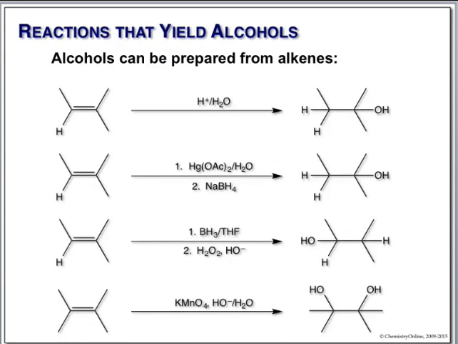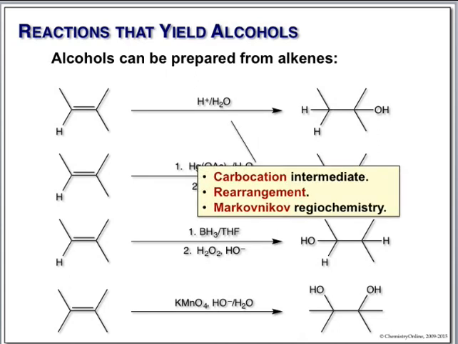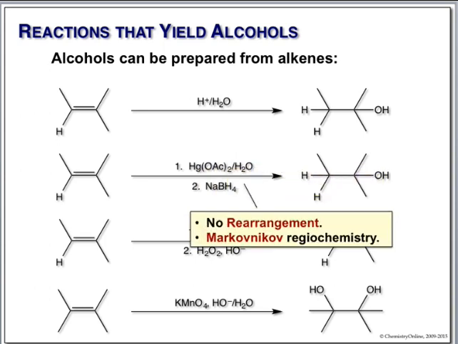Now we already know lots of ways to make alcohols. This goes back to our chapter on alkenes. So let's just look at these. Simple hydration. We remember that simple hydration has a carbocation intermediate. Because of that, we can have rearrangement. And of course, we have Markovnikov regiochemistry. If we do a more civilized hydration with mercury(II) acetate, followed by sodium borohydride reduction, we can form the alcohol without rearrangement and still keep the Markovnikov regiochemistry.